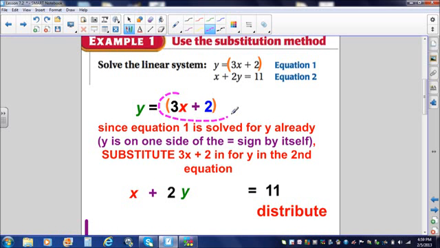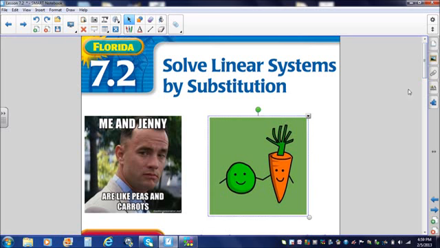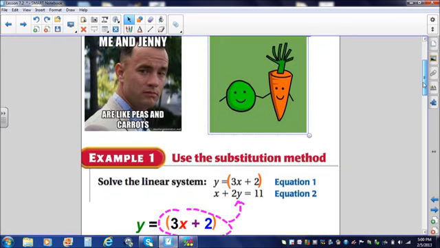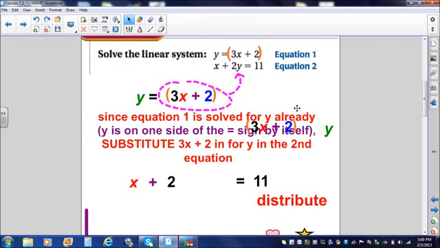So I'm going to take 3x plus 2 and I'm going to substitute it for the variable y. I'm going to take y out. I'm going to put in the quantity 3x plus 2. Remember, 3x plus 2 is like peas and carrots. They was always together. So now, this is what my problem is going to look like. I took out the y, and I put in the quantity 3x plus 2.